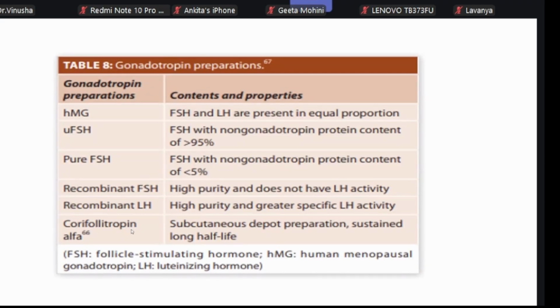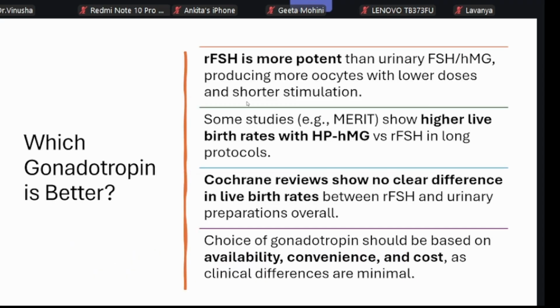This is cortifolitropin alpha. It is a long-acting FSH subcutaneous preparation. This also we use rarely. The main drug we use is recombinant FSH and HMG. So recombinant FSH is more potent. So more than urinary preparations, we prefer using recombinant FSH. The Cochrane shows no clear difference in the live birth rates between recombinant and urinary, but we use recombinant FSH.